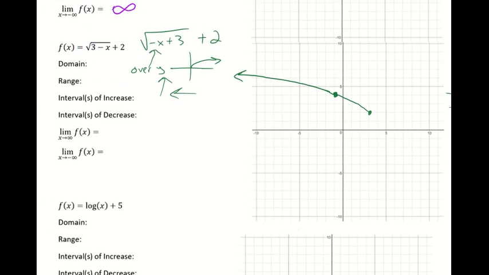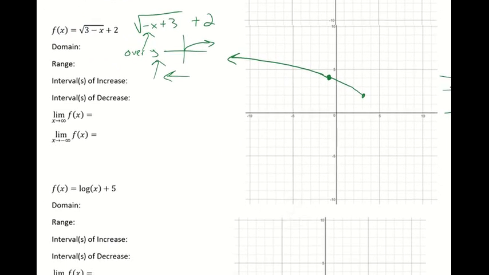Now, here, our domain is going to be negative infinity up to 3. We're going to put brackets on 3 because with our square root, we do include that value. Our range goes from 2 to infinity. Remember, it always goes least to greatest. Again, we're including the 2. Intervals of increase, nope, none. And then it's decreasing over its entire domain.